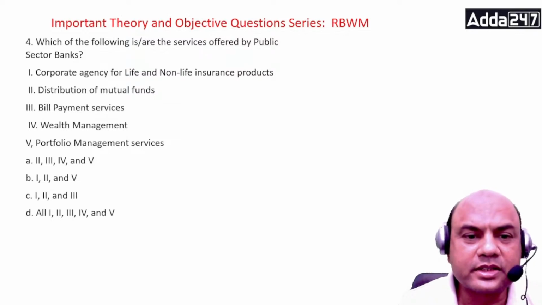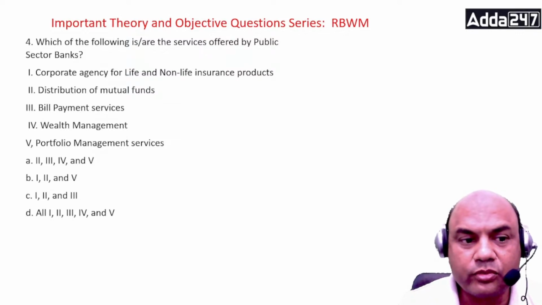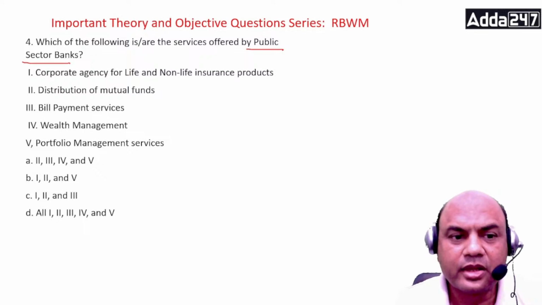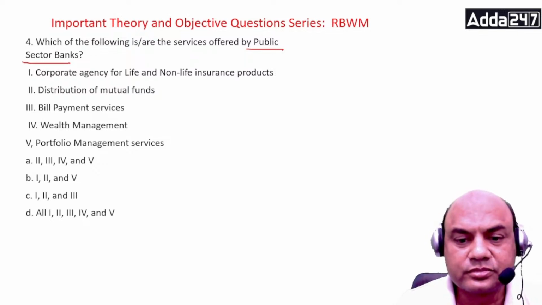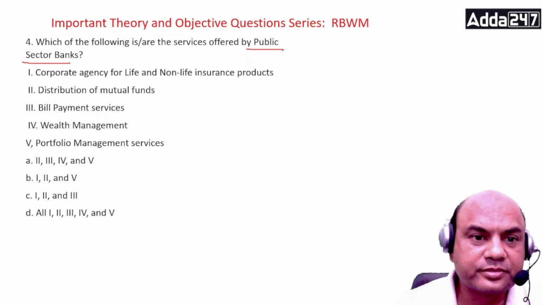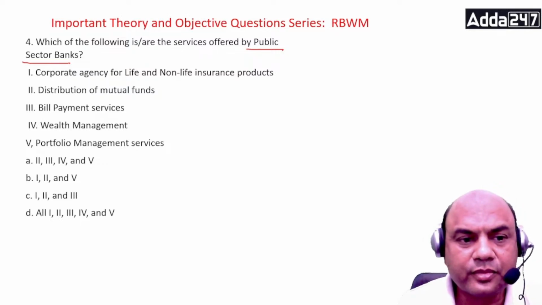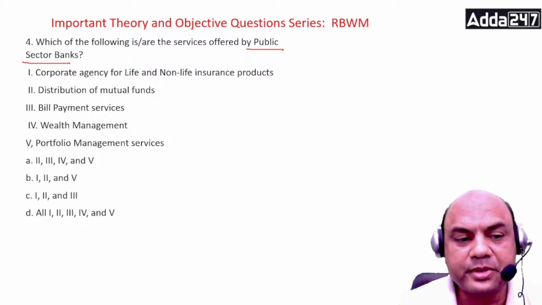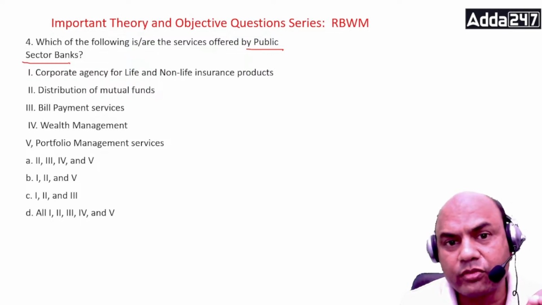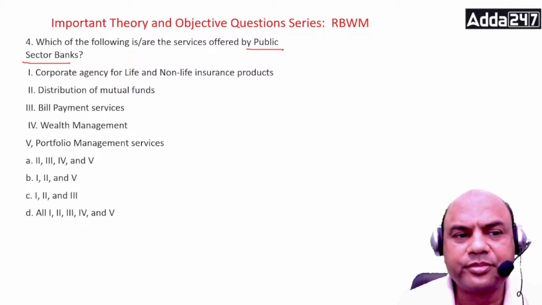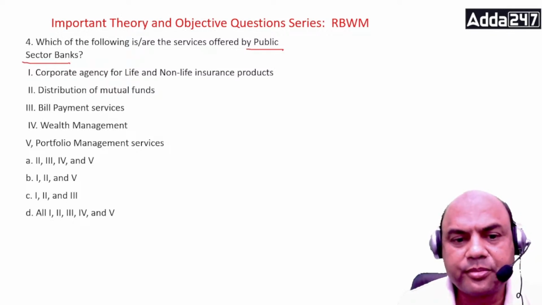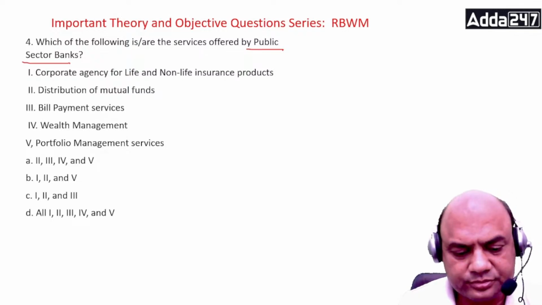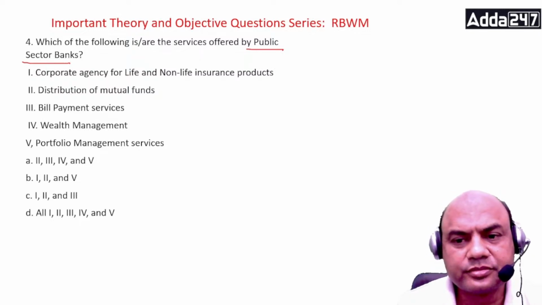Which of the following are the services offered by the public sector banks? So public sector banks offer which services? Corporate agency of life and non-life, distribution of mutual funds, bill payment services, wealth management services, and PMS, portfolio management services. Public sector banks. What have you seen in your branch? Tell me simply. Do you sell PMS in your branch? I don't think so.